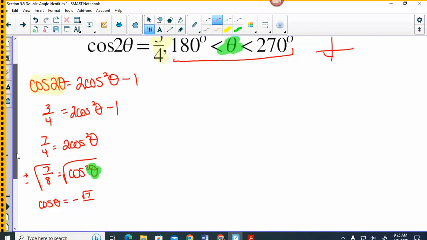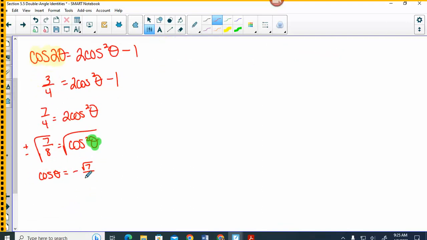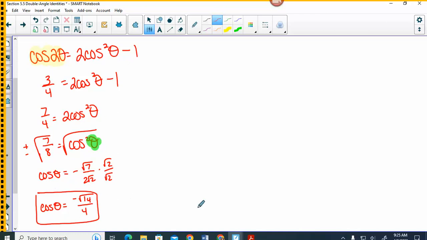I can't do the square root of 7. 8 breaks into 4 and 2, so that's 2 radical 2. Get the radical off the bottom. So I get negative radical 14 over 4. Because the bottom turns into a 2 square root of 4, so 2 times 2.